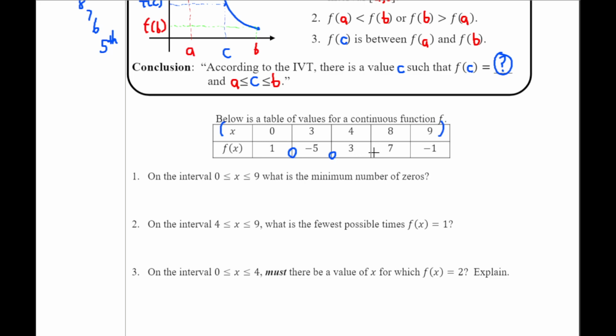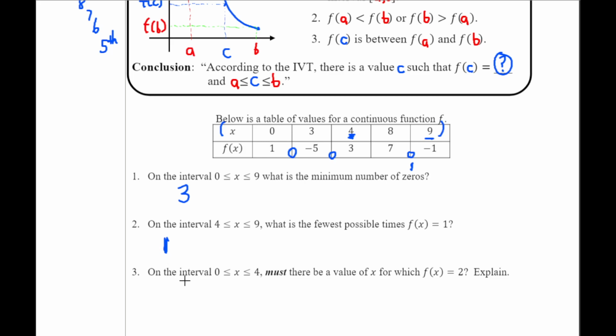From 3 to 7, you're not guaranteed to have crossed a 0. You could have, but you're not guaranteed. From 7 to -1, you cross a 0. So you see there's 3 zeros in this graph that have to occur. On the interval x values between 4 and 9, what is the fewest possible times f of x is equal to 1? From 4 to 9, careful. You first go from 3 to 7, you do not cross 1. But from 7 to -1, you cross a 1. So you're guaranteed one value right there.